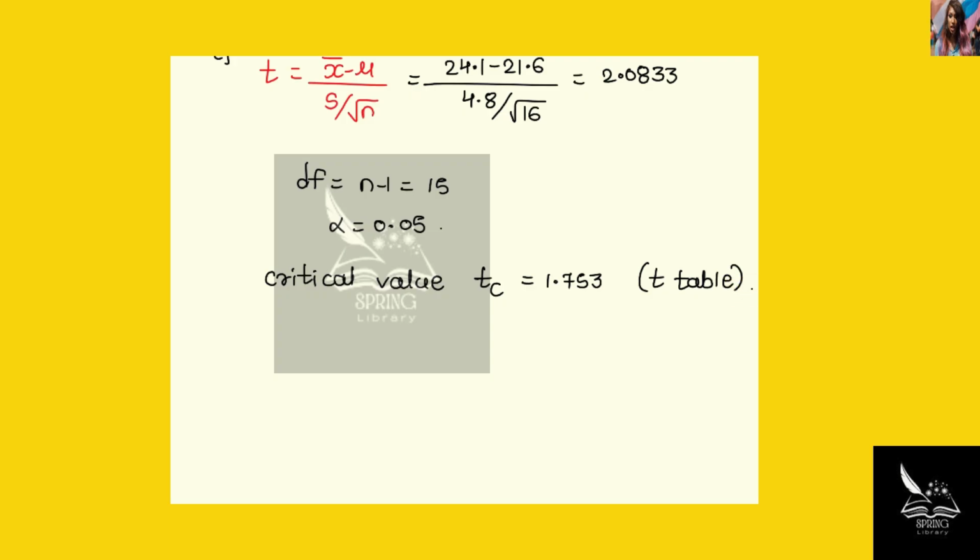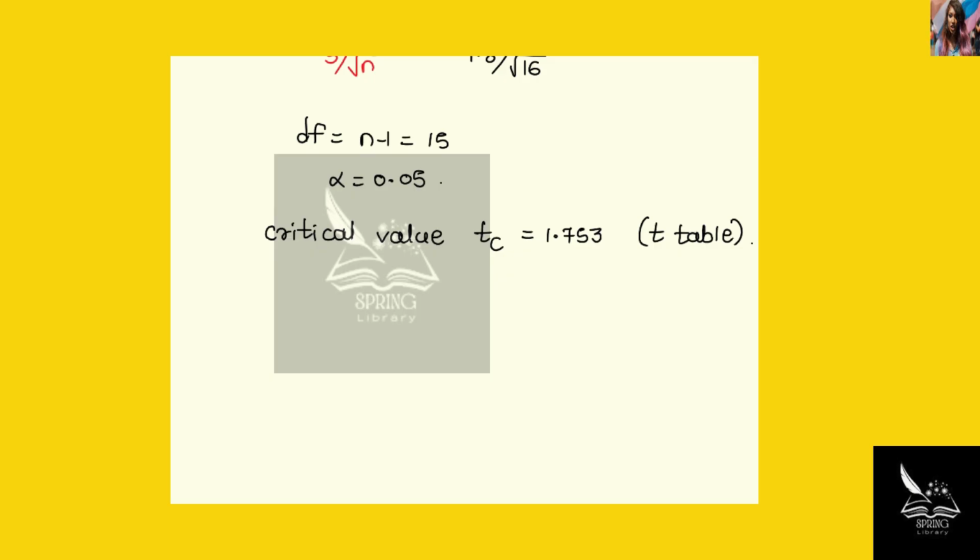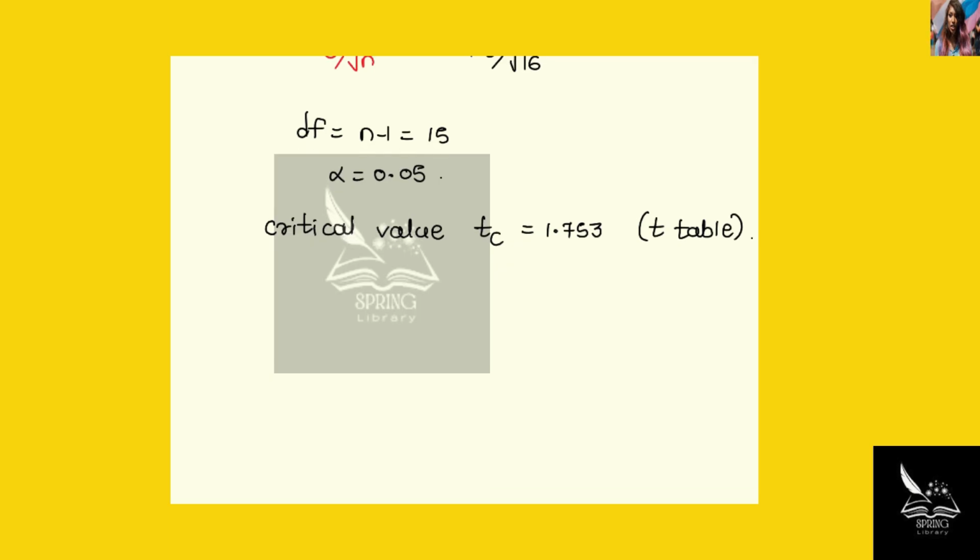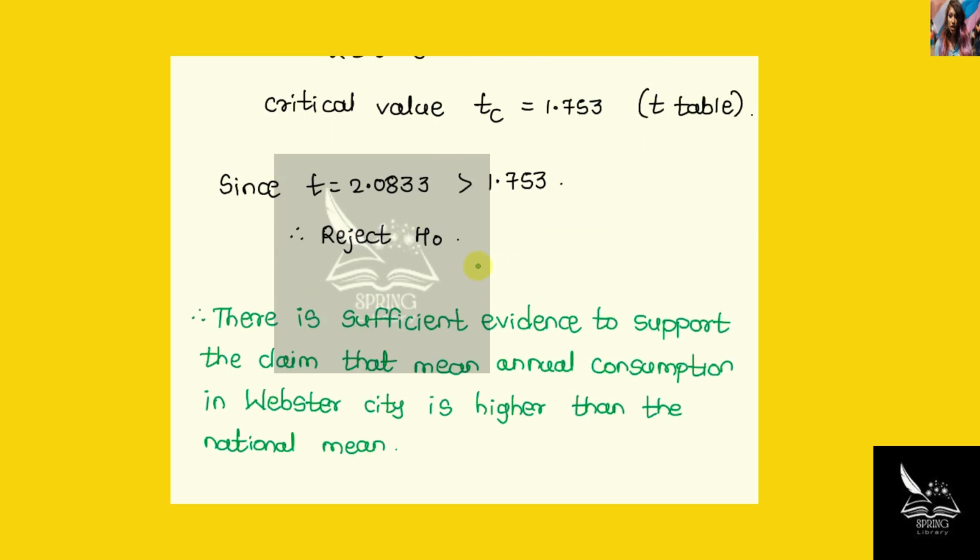Now we know that according to the decision rule, we reject the null hypothesis when the test statistic value is greater than the critical value. Here, since the test statistic value t is equal to 2.0833, it is greater than the critical value 1.753, so we reject the null hypothesis, that is reject H0. Therefore we can conclude that there is sufficient evidence to support the claim that the mean annual consumption in Webster city is higher than the national mean.